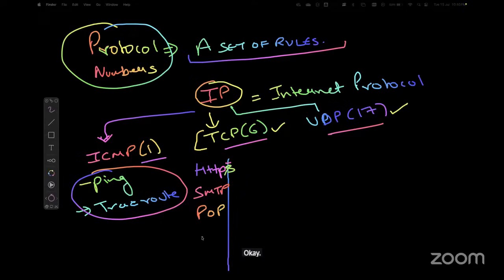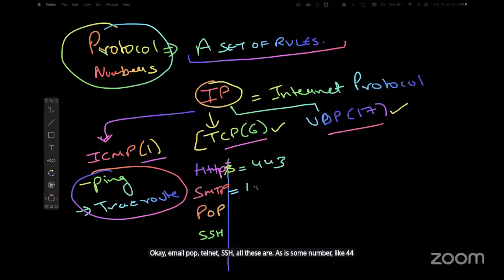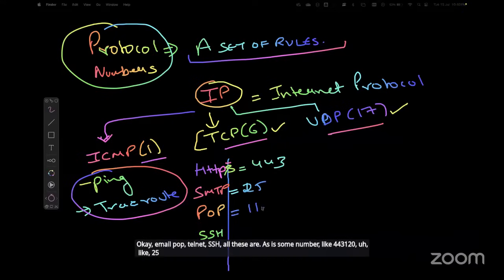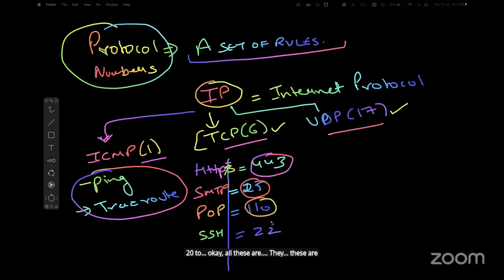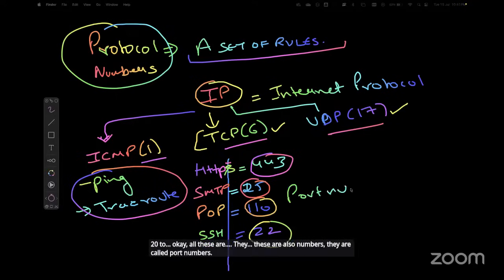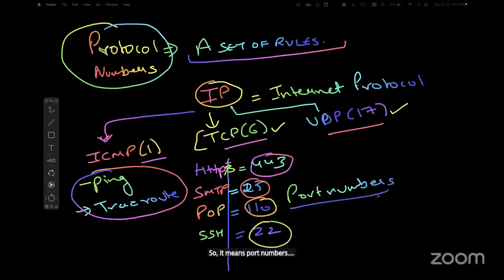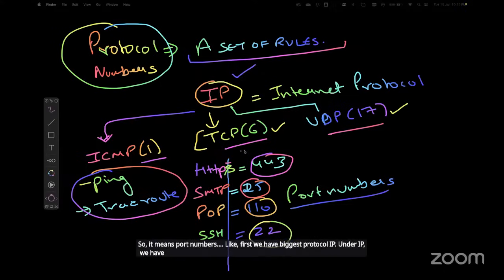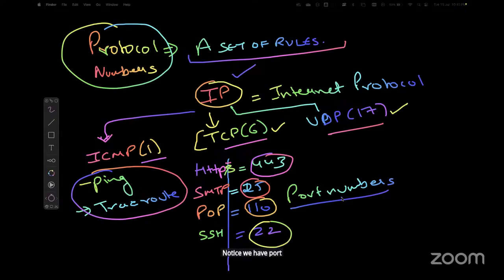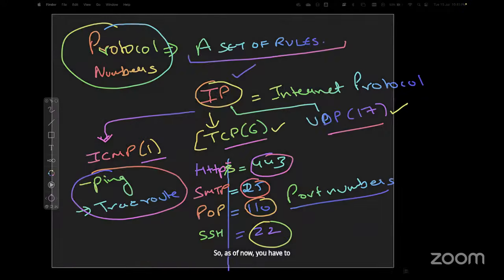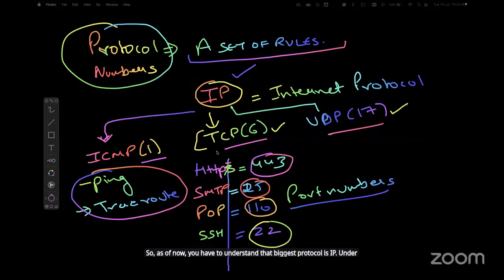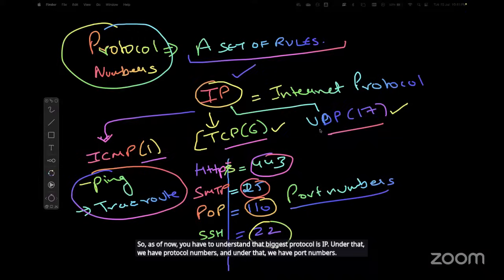Okay, email, POP, Telnet, SSH, all these have some numbers like 443, 25, 110, 22. All these are also numbers. They are called port numbers. So first we have the biggest protocol, IP. Under IP we have protocol numbers. Under protocol numbers we have port numbers. Okay, for now this is all you have to understand: the biggest protocol is IP, under that we have protocol numbers, and under that we have port numbers. Clear?